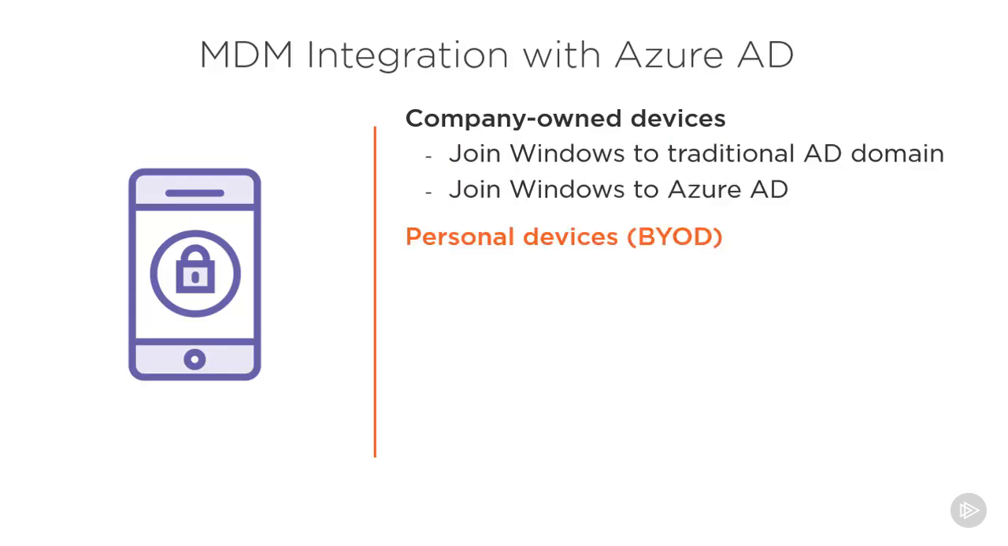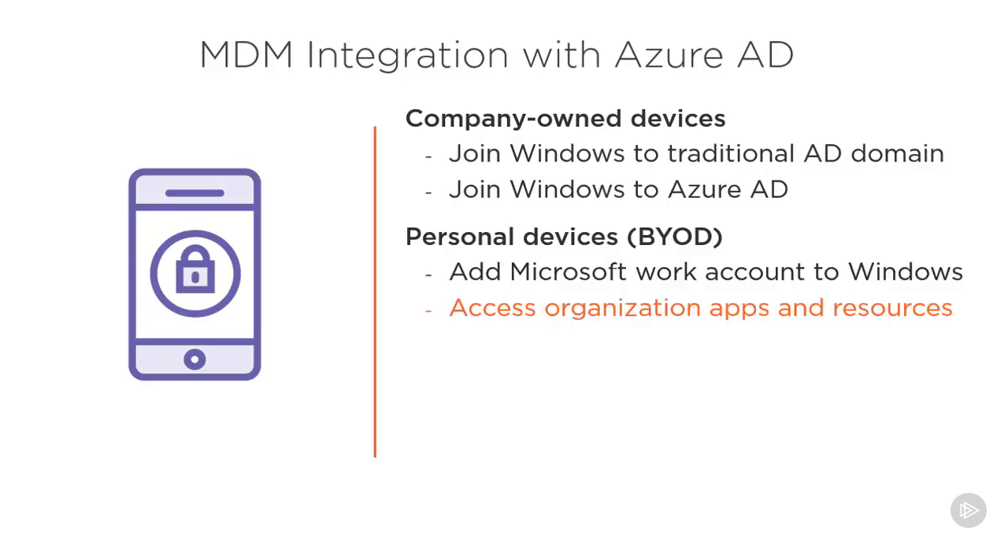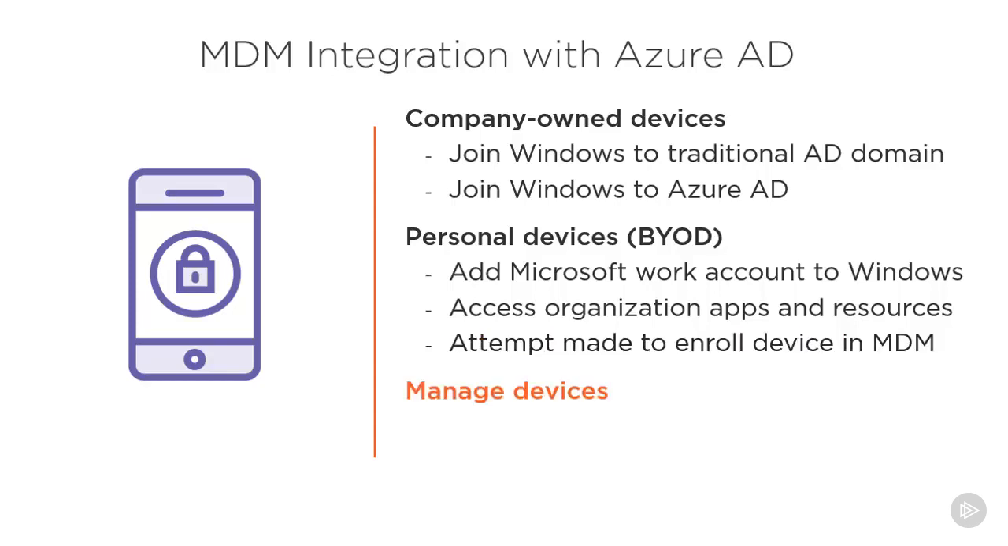Our personal devices, we can add a Microsoft Work account to Windows. By doing so, it allows us to access organization apps as well as all the resources, and it will provide an opportunity for the users to enroll their device in MDM. However, the keywords, it provides them an opportunity. They can decline to auto-enroll the device in MDM. So this is where we talked about training and communications are necessary so the users know what is expected of them if they're going to use their personal device to access the company resources.